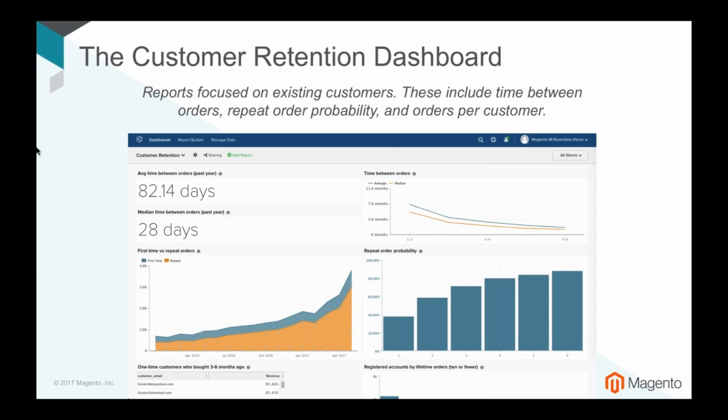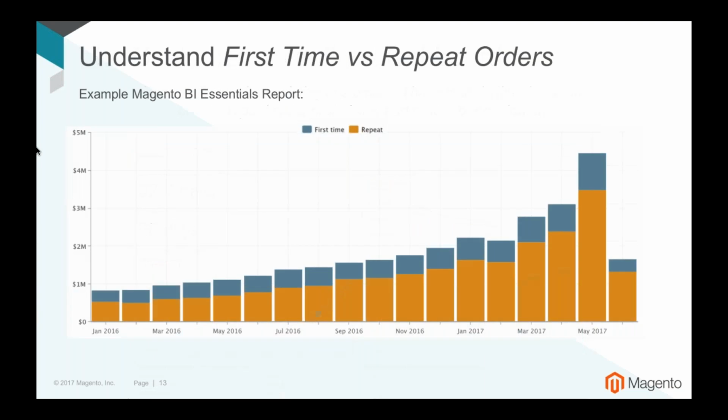What happens to the average order value of repeat purchases over time? And what are things like the repeat order probability? So the chances that someone comes back and buys again based on having bought 1 time, 2 times, 3 times. These are all charts that come standard on this dashboard and that you can access immediately with Magento BI Essentials. And there's a few that I want to drill into here a little more deeply because I think they're very interesting. One in particular here is first time versus repeat orders.